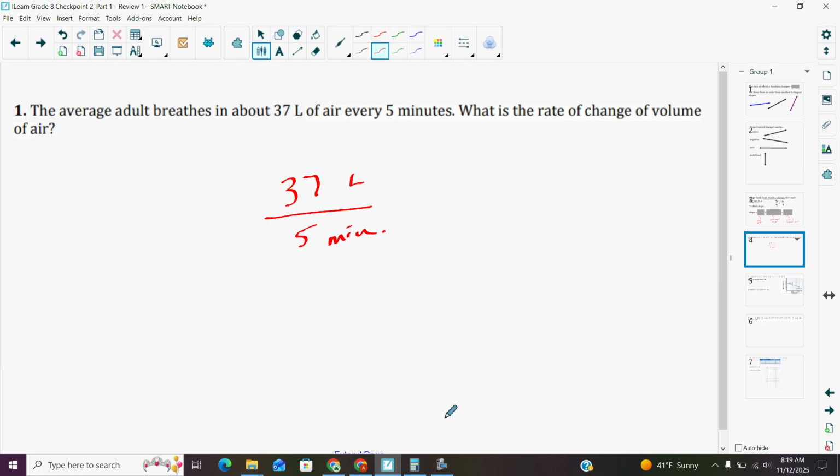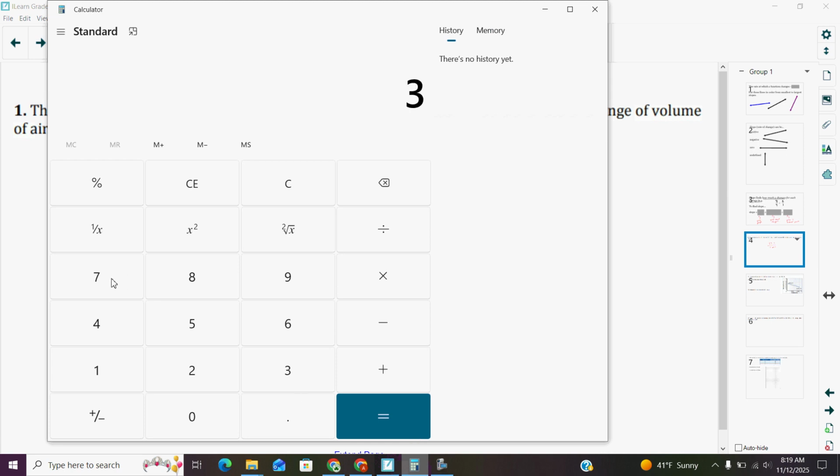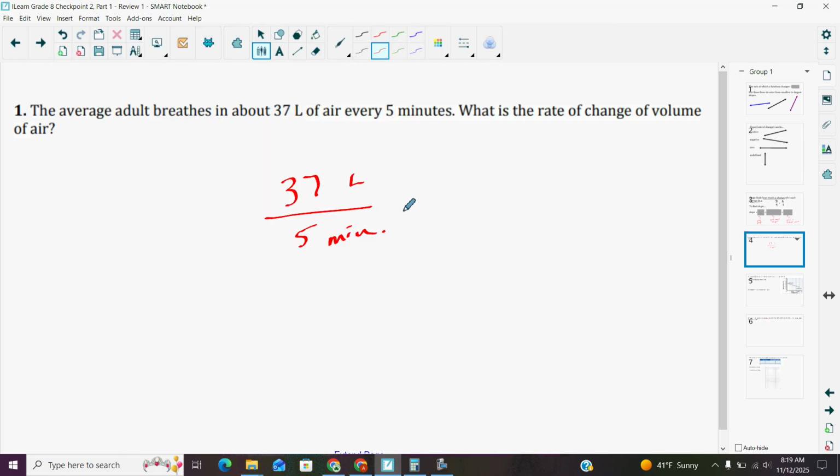37 over 5. We can use a calculator here to divide it out. I understand you can divide it and get a decimal without the calculator, but let's do it with. 37 over 5 gives me 7.4. 7.4 is our rate of change. That's our slope. We should include units here. We say that there are 7.4 liters breathed in per minute. Notice liters divided by minutes. So each minute, we are breathing in 7.4 liters of air.